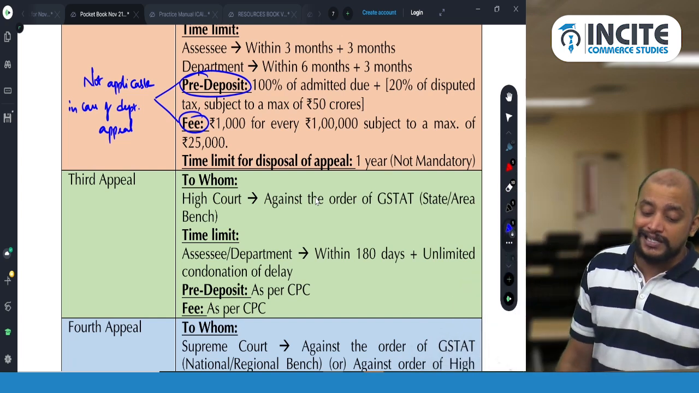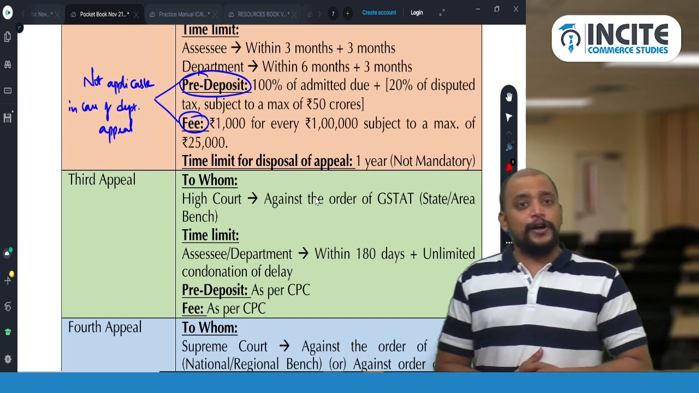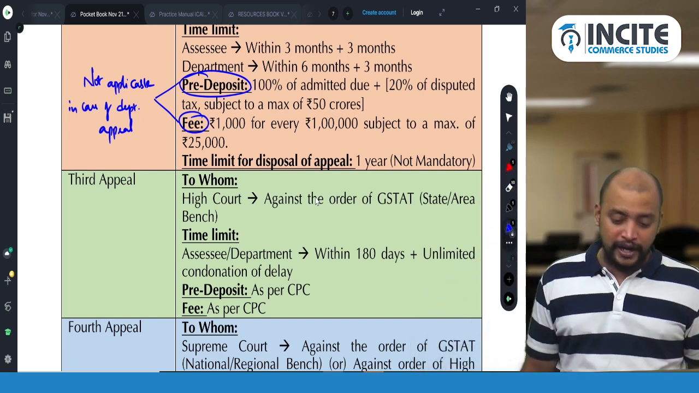This is for appeal to GST. And here also the time limit to dispose of the appeal is 1 year, and it is not mandatory, it is recommendatory in nature. Okay.